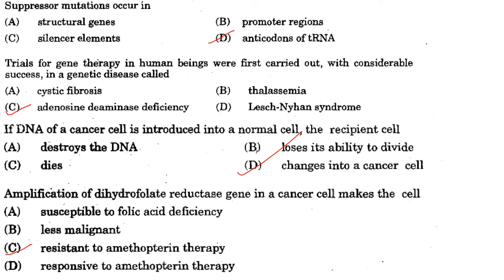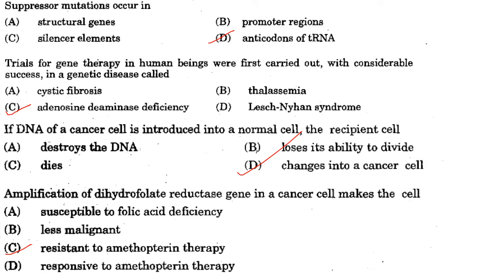Then suppressor mutation occurs in the anticodons of tRNA. Suppressor mutation is a mutation in the gene for a tRNA molecule that changes its anticodon loop, so it can suppress nonsense mutations that occur in the protein coding gene. Now suppose there is a nonsense mutation occurring, that results in termination of the polypeptide prematurely. So that can be suppressed if the tRNA molecule is mutated at the anticodon loop.